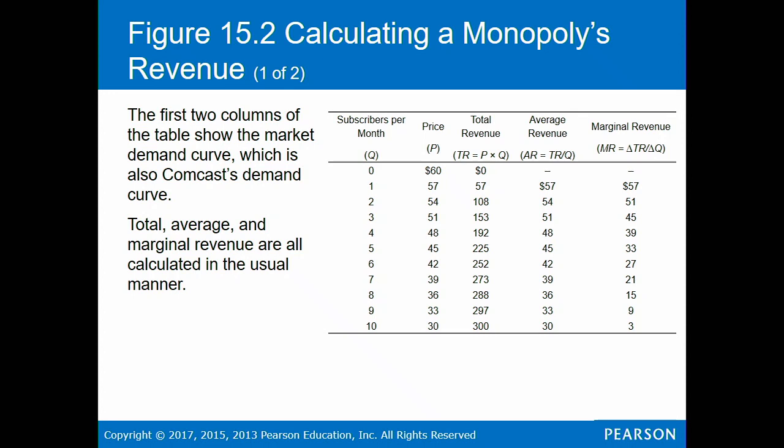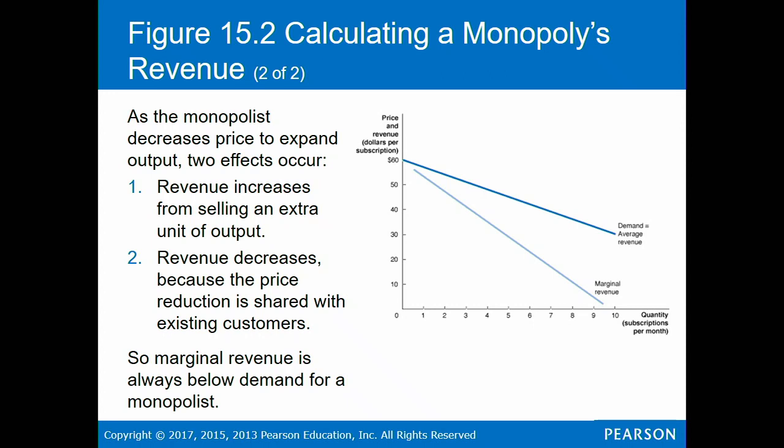So our marginal revenue is going to be the revenue we're getting from that additional unit that we're selling, minus the lower price we're selling the previous units at. And that's why it's going to be below the demand curve, the average revenue curve.